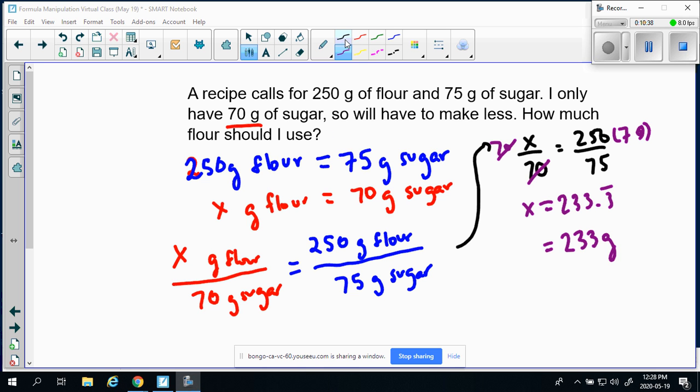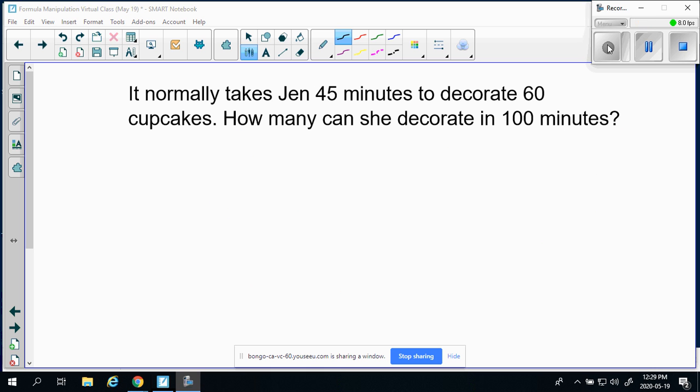Now, would it have been correct if I were to put the sugar in the top and the flour in the bottom? So if I wanted to put 70 grams of sugar in the top, x grams of flour in the bottom, and then of course we would put the flour in the bottom here and the sugar in the top. This is perfectly acceptable. You can do it that way so long as there's the same units in the top and the same units in the bottom. It's just that this makes it a little bit harder to solve because now x is in the bottom, and that's a little bit annoying. So if you're clever about this, you'll set it up and put x in the top intentionally.